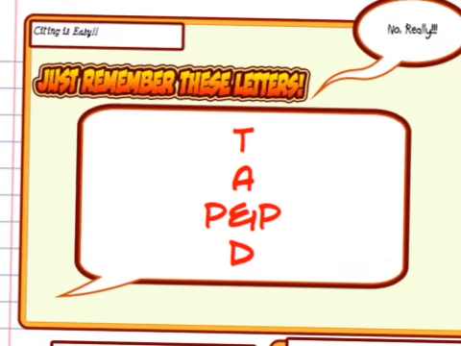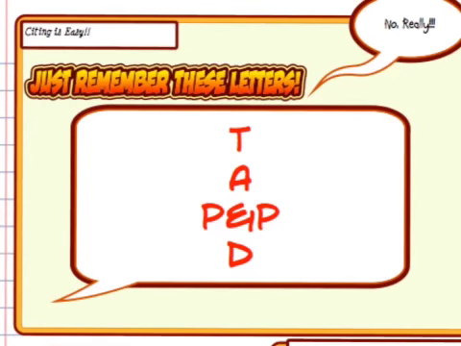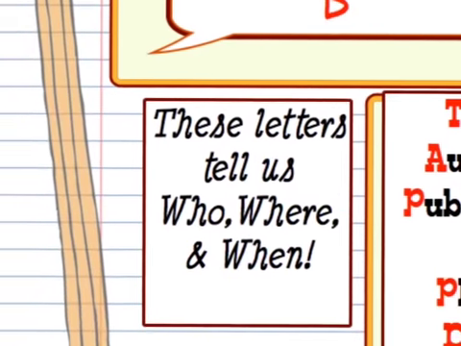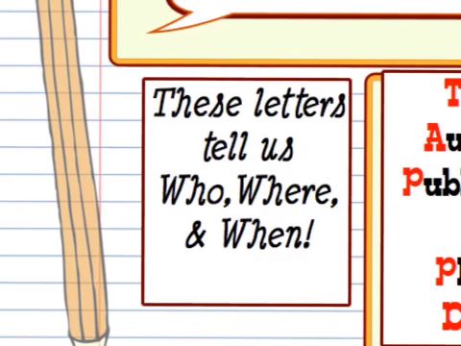The letters you want to pay attention to are T, A, P, P, and D. I bet you can guess what some of those letters stand for, but let's take a look. Before we take a look at exactly what the letters mean, I do want you to think about the fact that these letters tell us who, where, and when. That way you're giving good credit for your resources.